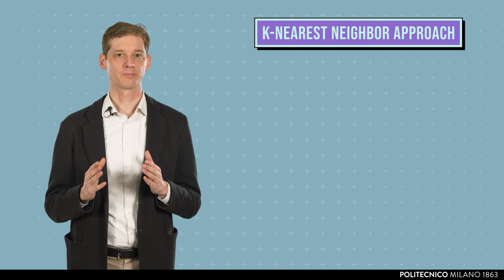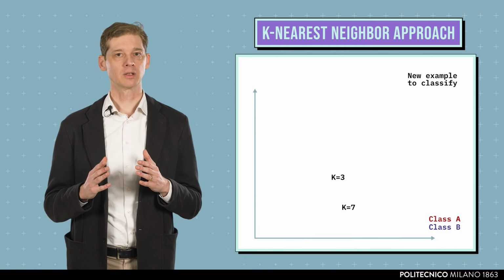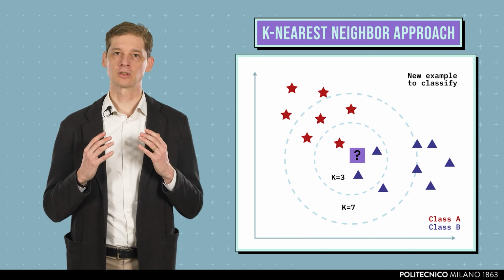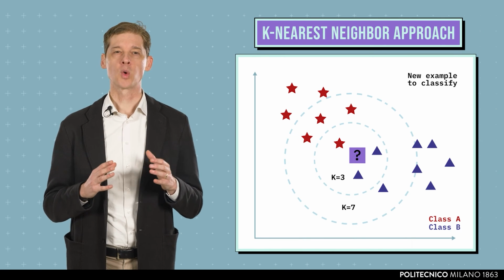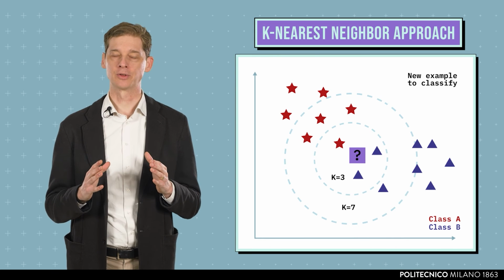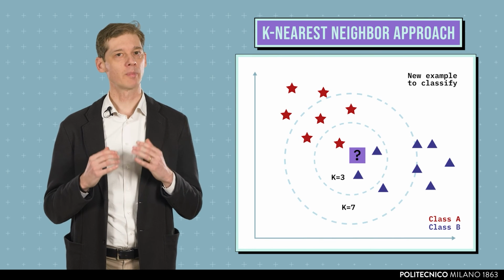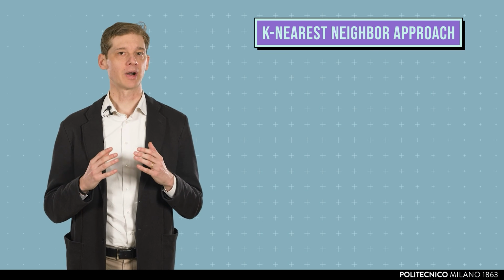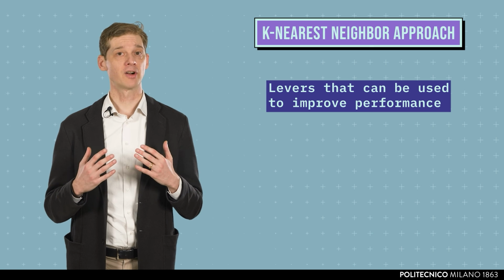Let's consider, for instance, the k-nearest neighbor approach. Whenever we need a new prediction for a given input point, we need to scan the training dataset in search of the k closest training samples. And, if we have a regression problem, we will average their output values. Otherwise, if we have a classification problem, we will predict the most voted class. The choices of the parameter k and of the metric for computing the distances are the levers that can be used to improve performance.